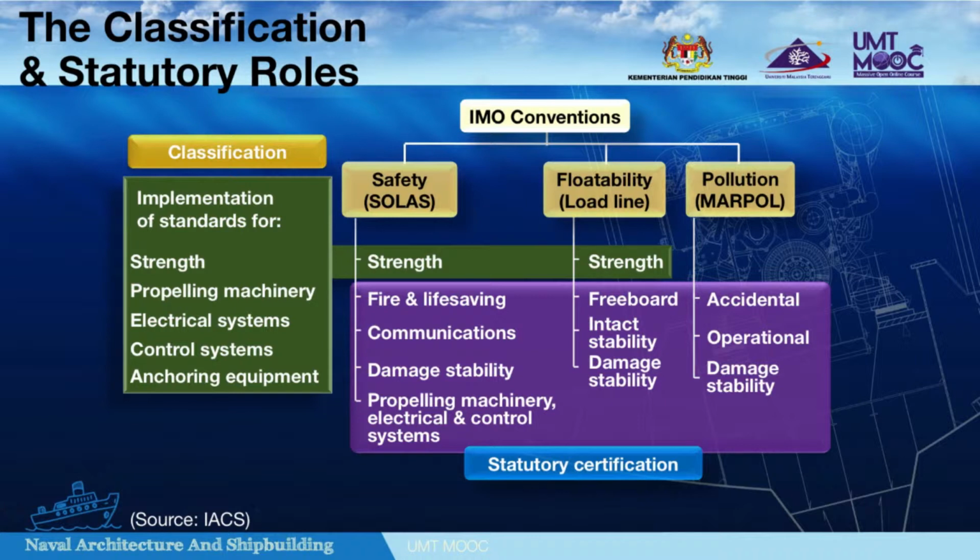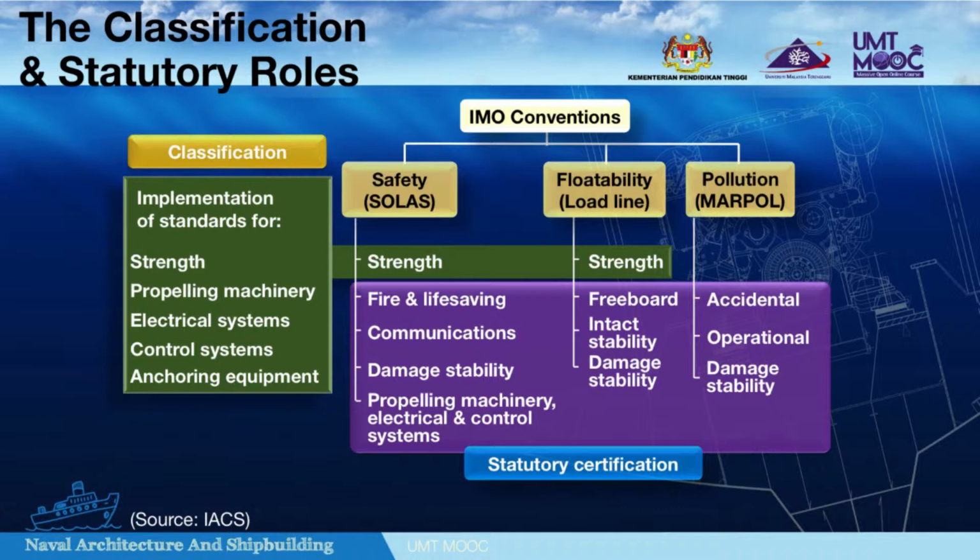All assigned load lines must be marked at midship on each side of the ship together with the deck line. Ships intended for the carriage of timber deck cargo are assigned a smaller freeboard, as the deck cargo provides protection against the impact of wave. Load line mainly focuses on intact stability and damage stability.